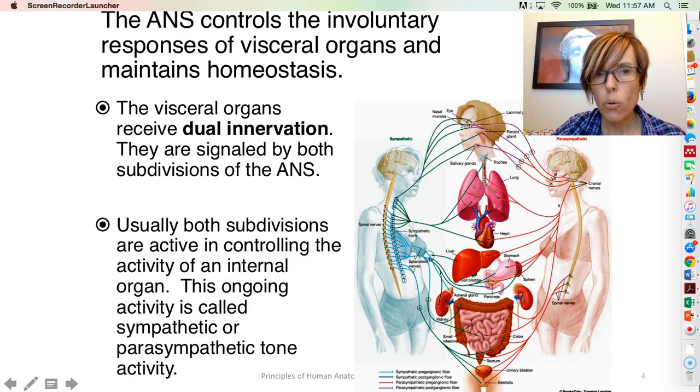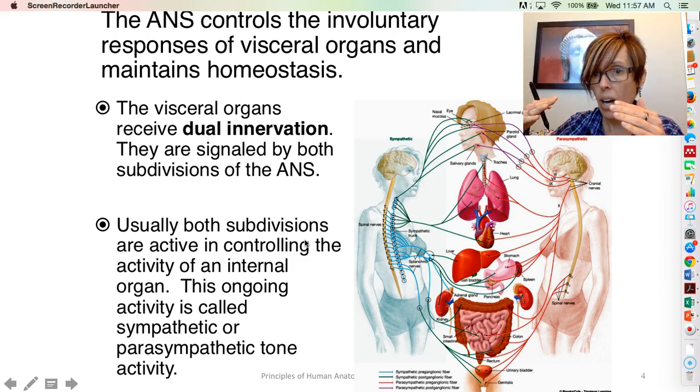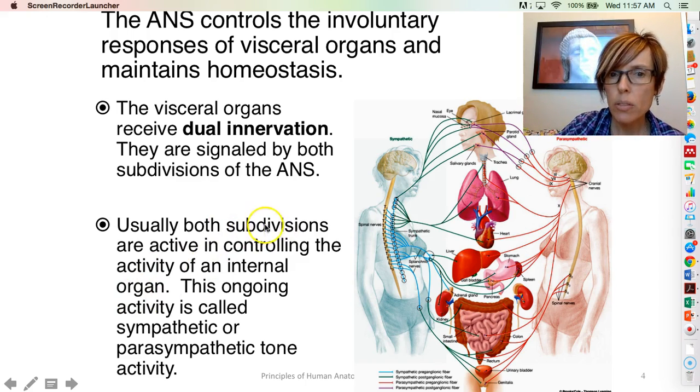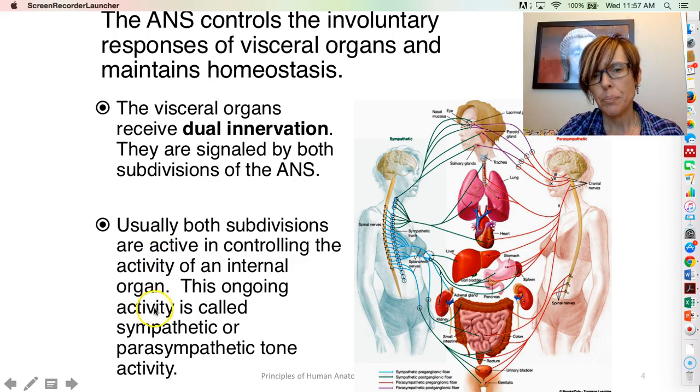So basically all of your organs will have something called dual innervation, meaning that if you're going to have information coming from the parasympathetic nervous system, you're going to have axons coming from the sympathetic nervous system as well. Both subdivisions will function in controlling the organs. It's the same idea as the brakes and gas of a car: if you're going to speed something up, you also want to be able to slow it down.